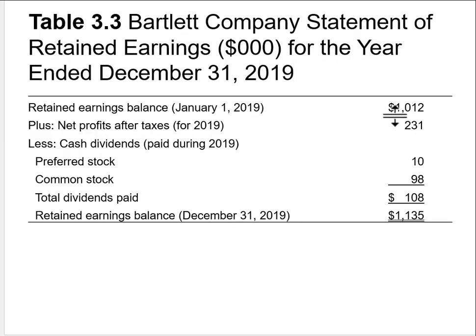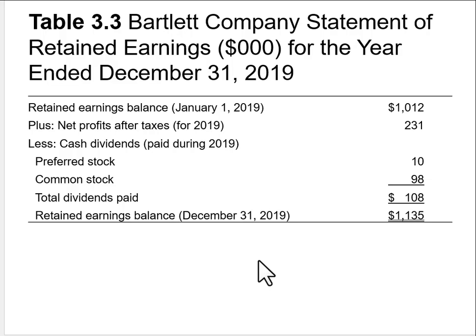You have retained earnings in the beginning. You add the profit for the year. Then if there are dividends, you subtract out whatever dividends you paid. That gives you your retained earnings. 1135 is the balance here. So this was the balance on last year's retained earnings. This is the balance on this year's retained earnings, because the beginning balance is the last balance from last year.